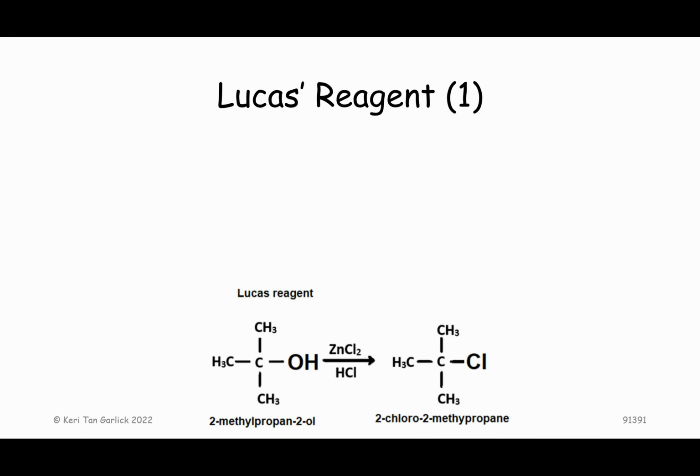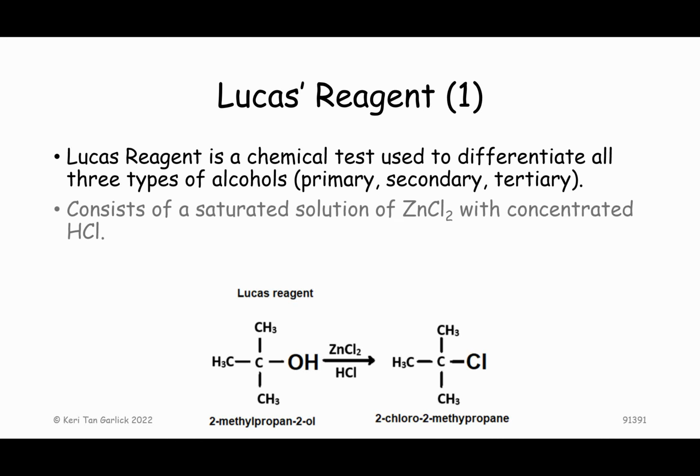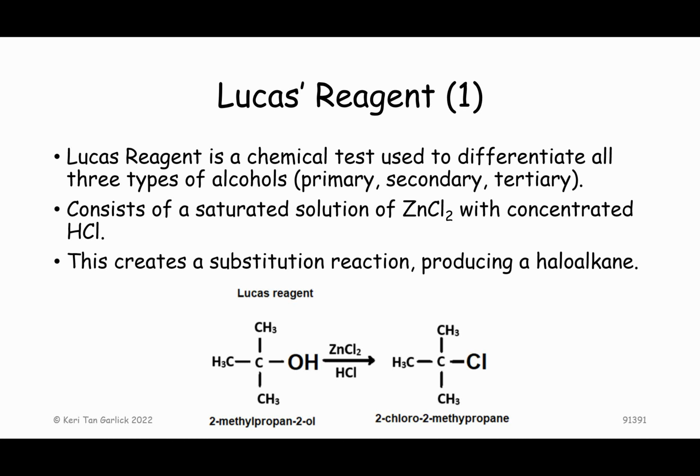So, let's talk about the third type of identification, and that's going to be Lucas reagent. So Lucas reagent is a way for us to distinguish primary, secondary, and tertiary alcohols, and it will actually allow us to distinguish all three of them, whereas the other two tests will only allow us to confidently remove the tertiary from the list. So what happens in this reaction is we have a solution of zinc chloride. It is saturated, and we also add in concentrated hydrochloric acid. And these are all reagents that we need in order to create a substitution reaction. So what's going to happen in this reaction is the alcohol is going to get swapped out for a chlorine.